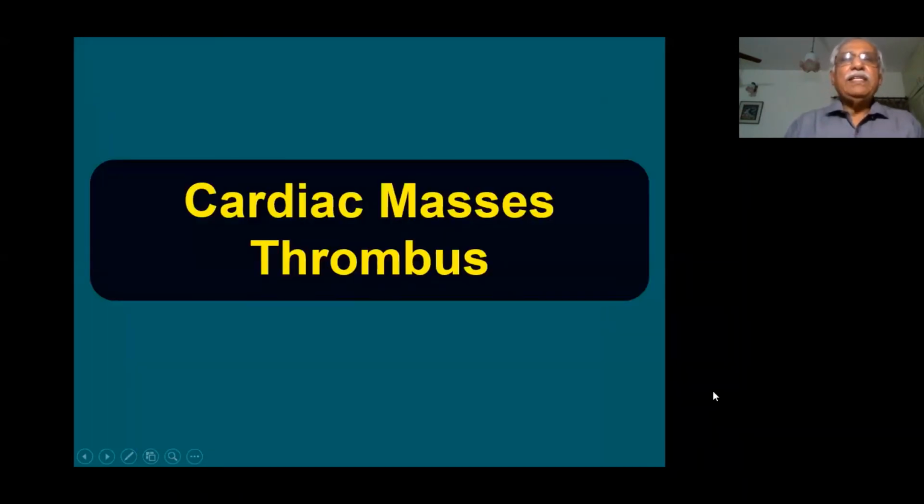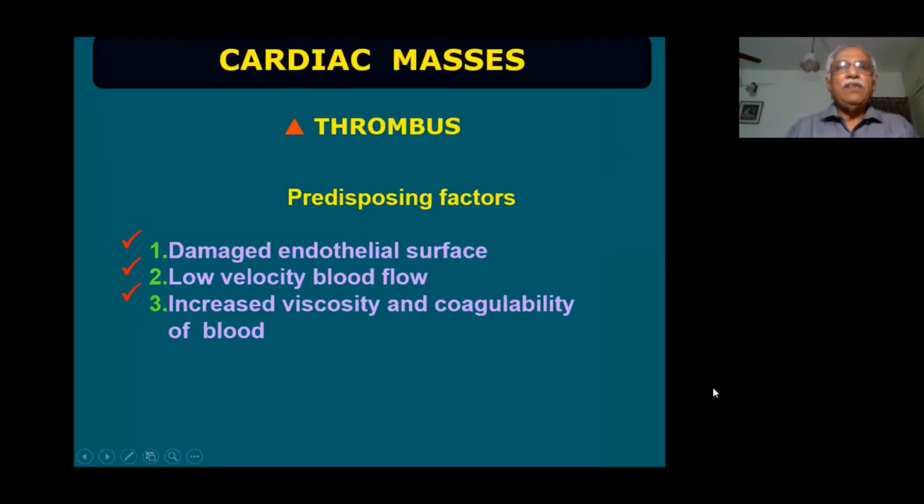Next, we'll deal with cardiac masses, thrombus. All of you must have seen a number of patients with thrombus. Thrombus is usually due to some predisposing features. This is called Virchow's triad. There is damaged endothelial surface, there is low velocity blood flow inside the chambers, and there is increased viscosity and coagulability of the blood due to some pathological condition.